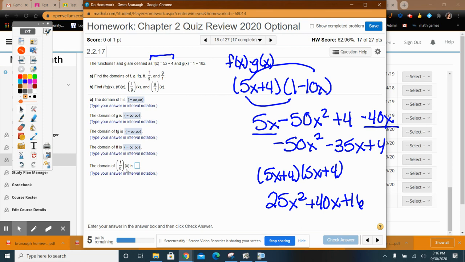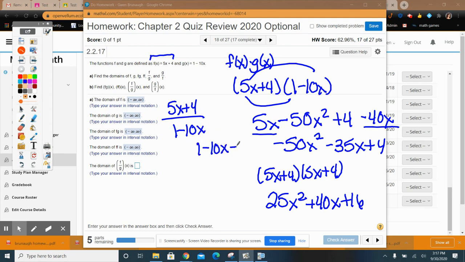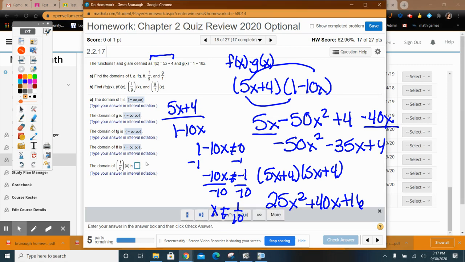How about f over g? Well, this is the first one that we're going to have an issue. F over g creates a risk factor because when I have 5x plus 4 and I divide it by 1 minus 10x, all of a sudden, this guy can't be 0. So 1 minus 10x cannot equal 0. Subtract 1 from both sides. Negative 10x cannot equal negative 1. Divide by negative 10. And x cannot be positive 1/10. So if you're trying to write x cannot be 1/10, you have to write what x can be. So that is negative infinity, 1/10. Close it.